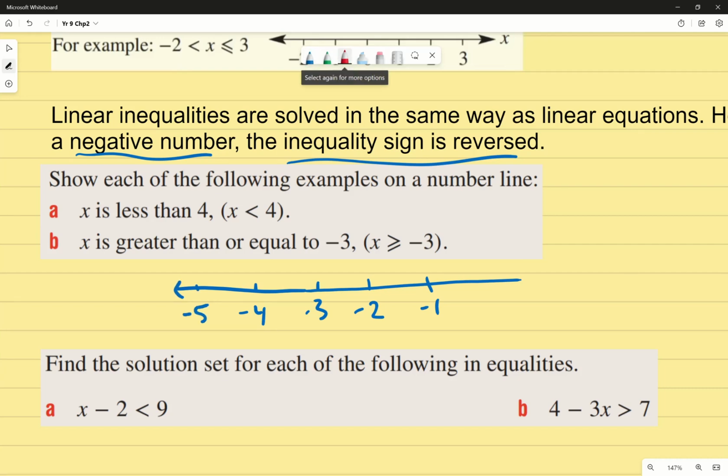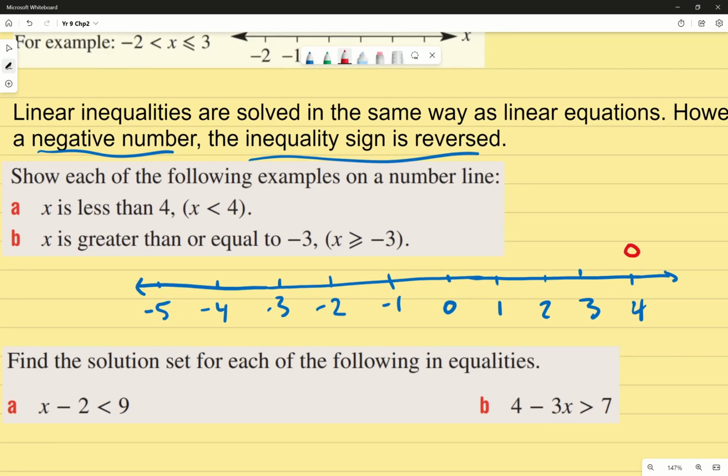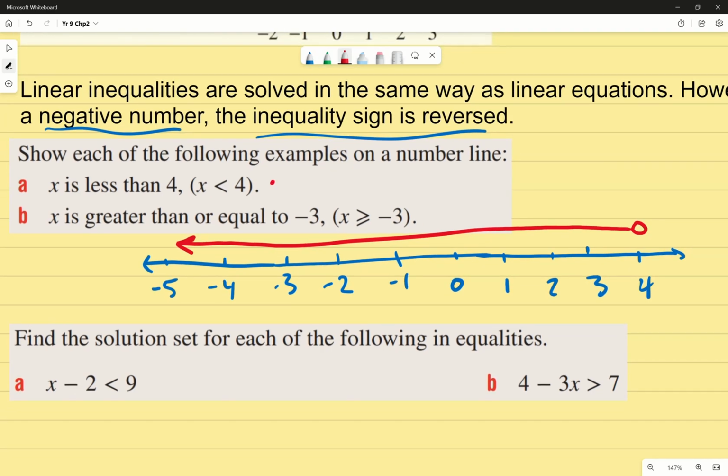Now it says X is less than 4. Are we including 4? We're not. So I'm going to go up to, and apologies, I should have gone this way towards 4. There we go. So we have 4. It says X is less than 4. So I'm going to draw a circle. It's an open circle because we're not including 4. And it needs to be less than 4. So I'm going to draw an arrow this way. So X does not equal 4. We use an open circle. That'll be this answer here.